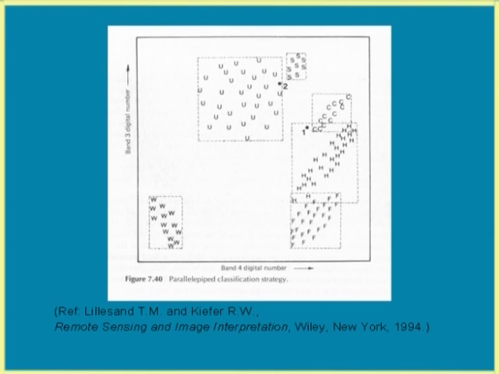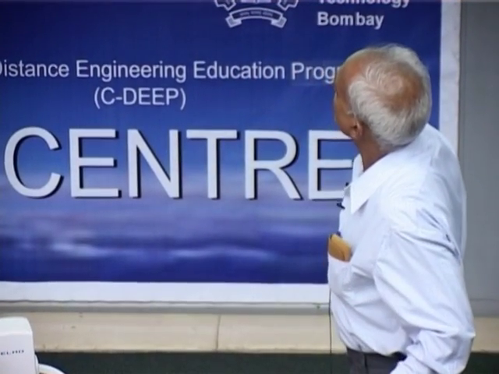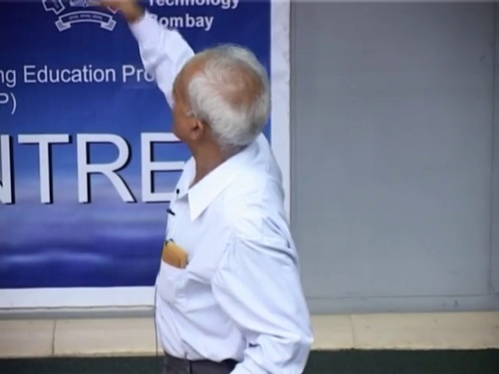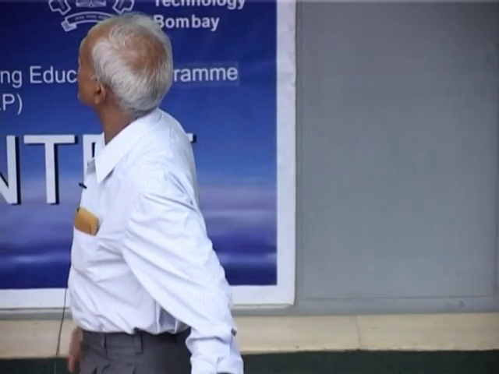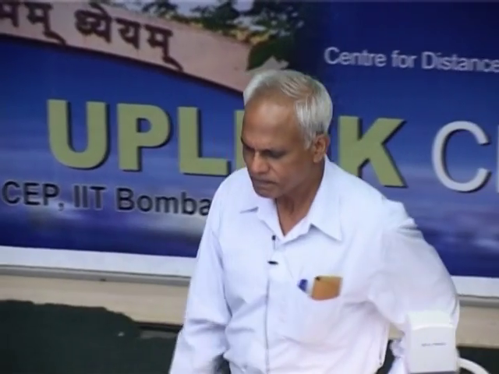Whether it is supervised, the parallelepiped, minimum distance to mean, or the statistical maximum likelihood classification, all these methods. So what do you think, where should pixel 1 go? Pixel at place 1 should go to which class? Class C, is it? So by nearest minimum distance to mean, it should go to class C. Yes or no? But if you take the distribution into account, where is it going?